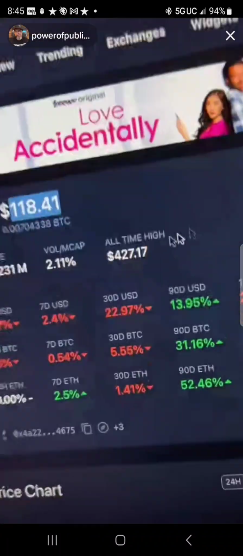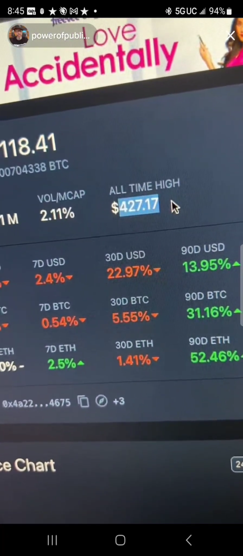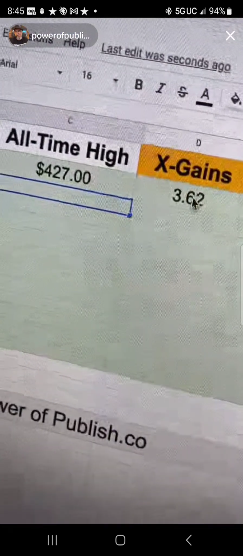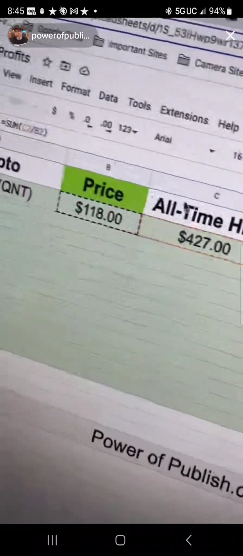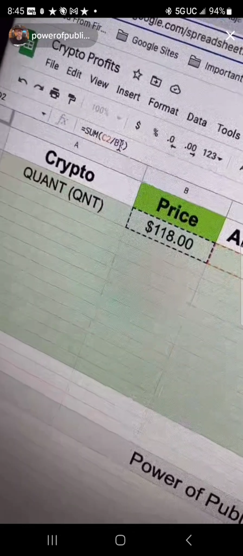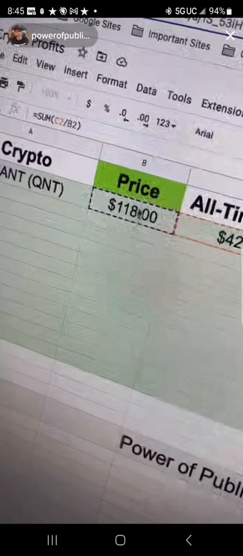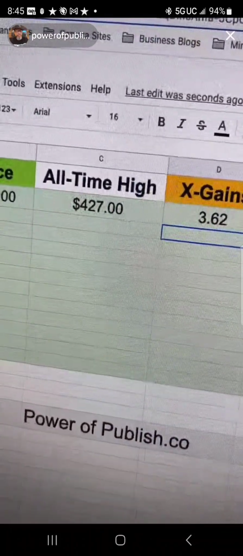Right? And I can see right now that the all-time high is $427. Is that true? Yes. I'm gonna put that there, $427. That means right now it's a 3.62x gain on your money, right? We're literally taking C2 and dividing it by B2. That is a 3.62x gain on your money. Is that true? Yes, it is.